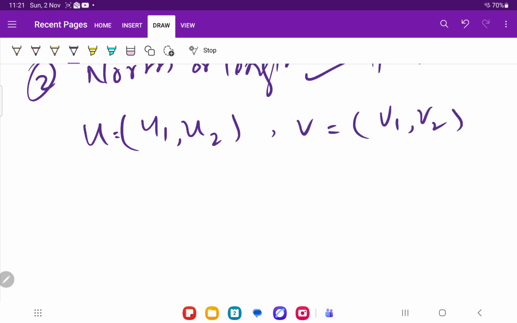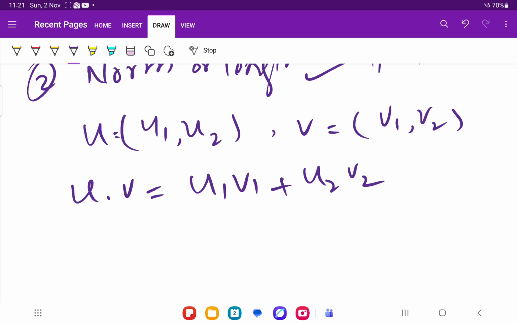v2, let's say we have a two dimension system, so in that case the dot product is basically element by element multiplication, u1 multiplied by v1 plus u2 multiplied by v2. So this will increase if the dimension is increasing. For example, if we have 3 dimension, then of course one component will increase further.